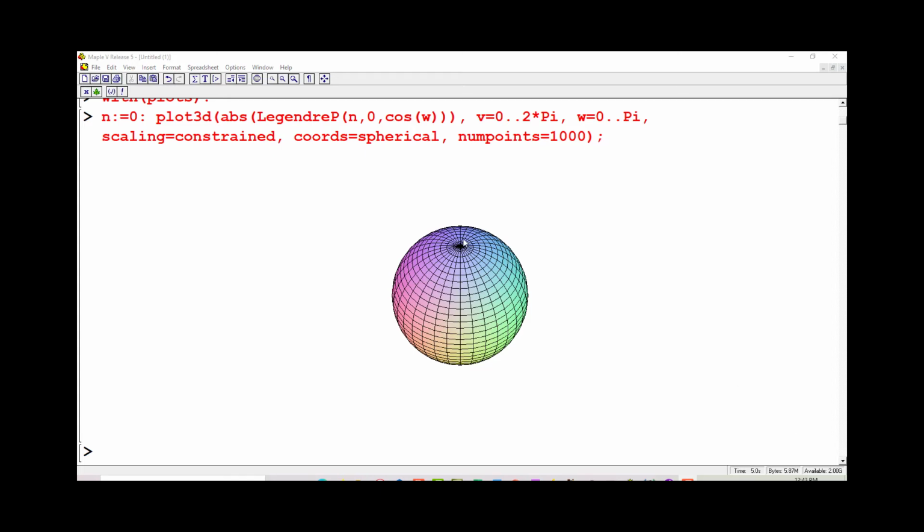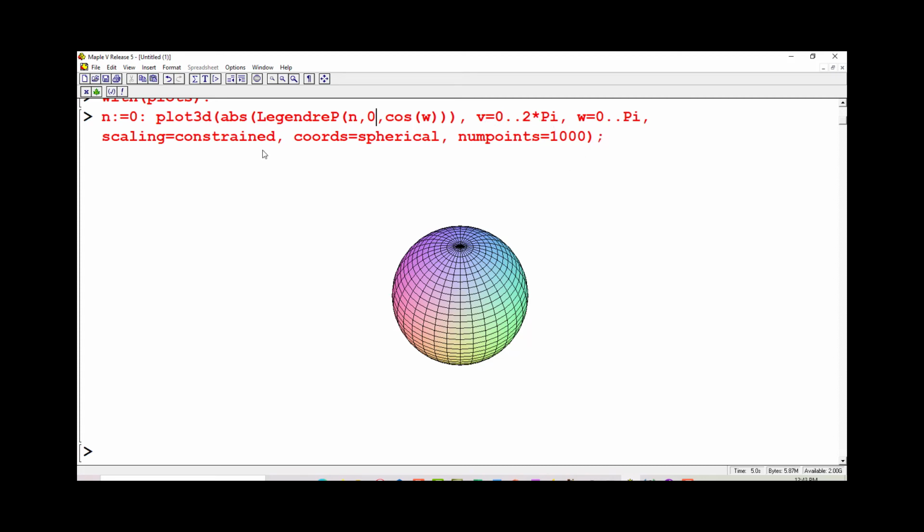I'm going to plot some of these Legendre polynomials. This is an expression of the form r equals, I'm taking the complex modulus here, the absolute value, if you will, of the Legendre function of degree n and order 0. So these will be the regular Legendre functions and not the associated Legendre functions. Evaluated at the cosine of w, w will be our colatitude, which goes from 0 to pi. V will be the longitude, which goes from 0 to 2 pi.